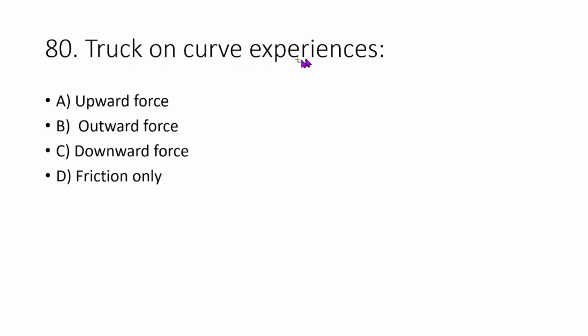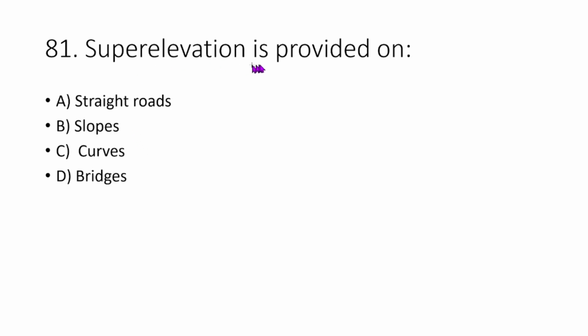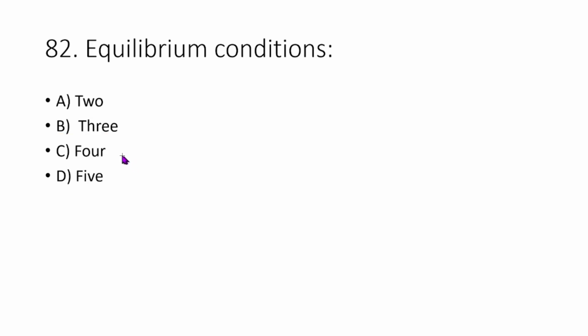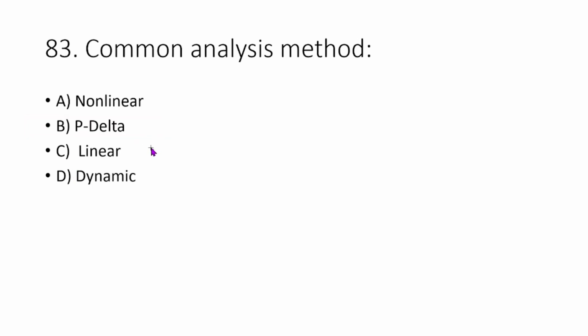Truck on curve experiences upward force, outward force, downward force, or friction only. So the right answer is outward force, which is called centrifugal force. Super elevation is provided on the straight road, slope, curve, or bridge. So the right answer is curve. Equilibrium condition is 2, 3, 4, or 5. The right answer is 3.